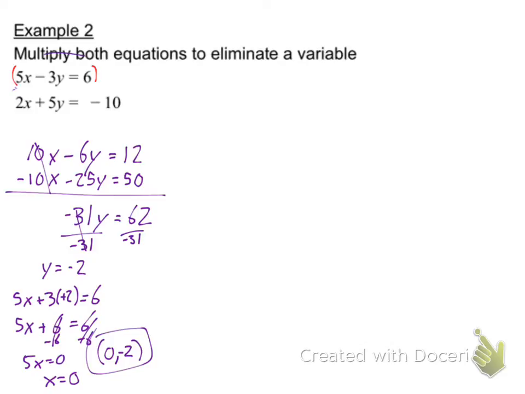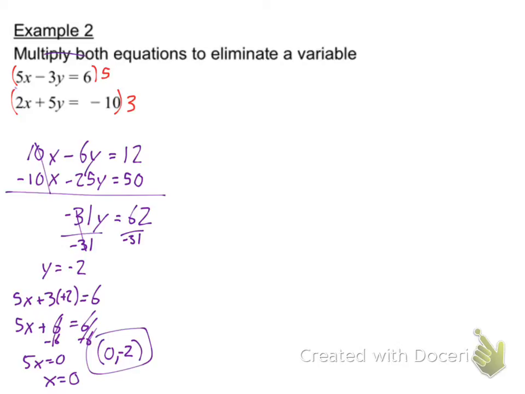3 times what is 15? 5. And 5 times... wait a minute. Is there some connection? The numbers we had on here before were a 2 and a 5. And now it's 5 and 3. So you're saying that if I just take the numbers in front of the variable I want to get rid of and multiply the other equation by that coefficient, I'll have the number. You guys see that?